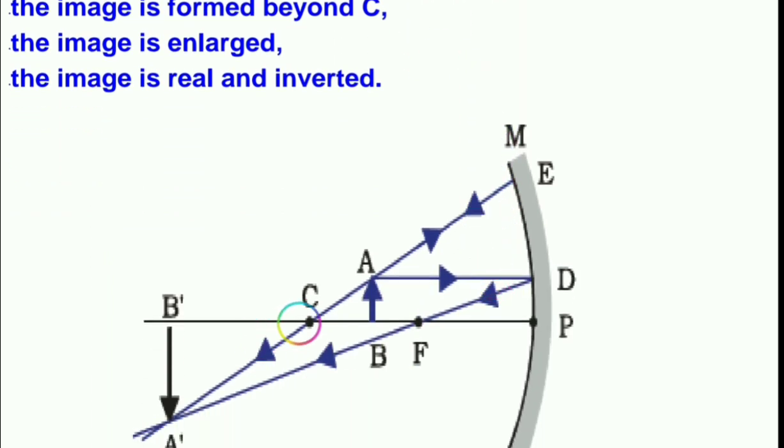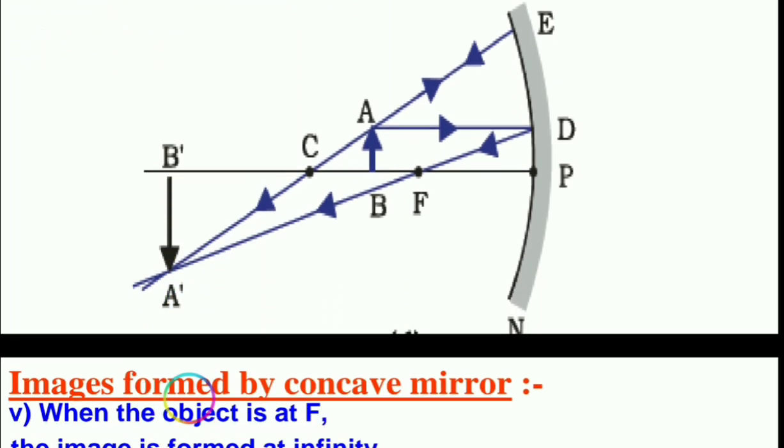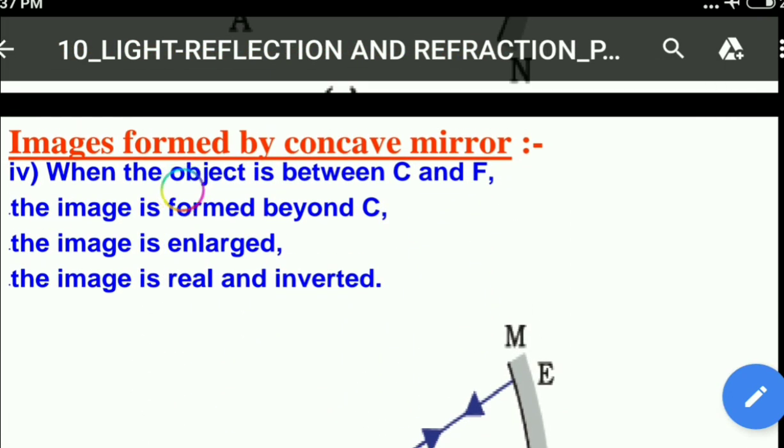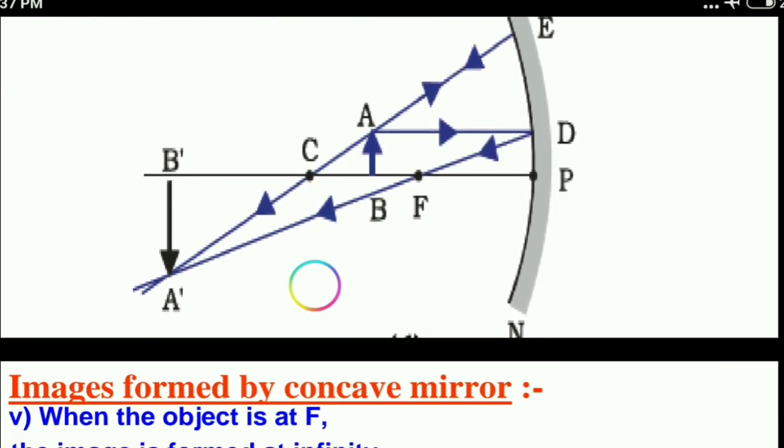Fourth, when the object is placed between C and F. See, when an object is placed between C and F, AB is the object. First rule, a line parallel to the principal axis after reflection passes through the focus. Second rule, the line passing through the center of curvature retraces its path back. Both the lines meet at this point, and this is the point where the image is formed. So the properties are: the image formed is beyond C, the image is enlarged, the image is real and inverted.